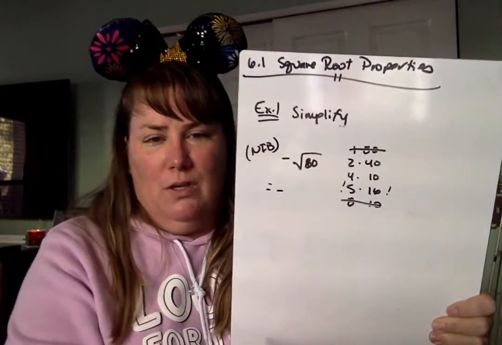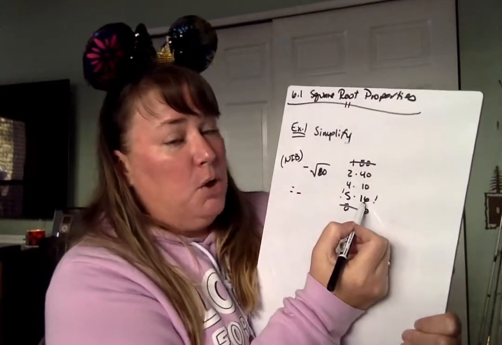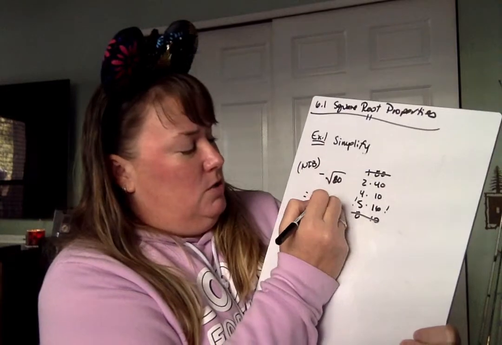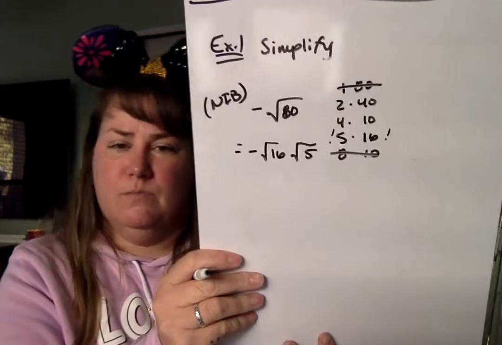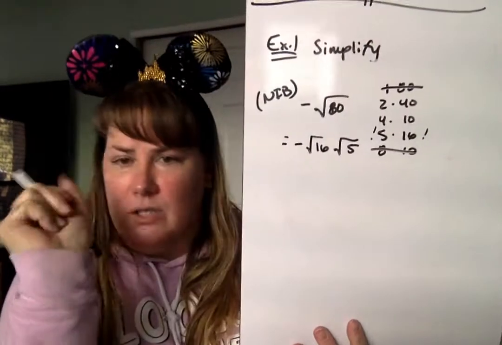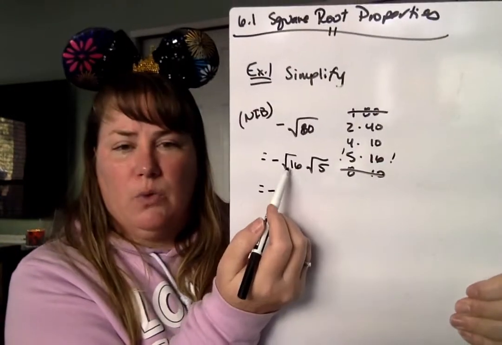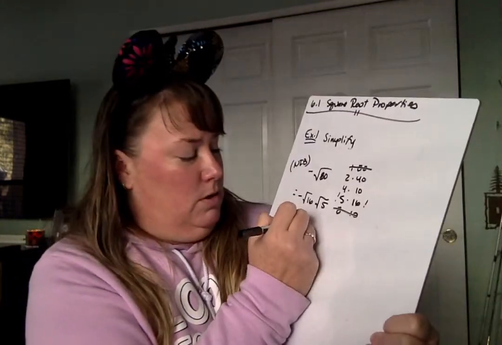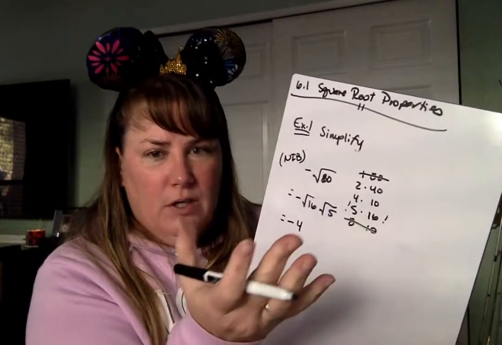So I'm going to go 5 and 16. Watch how fast this goes. I'm going to put the perfect square first. So I have root 16 times root 5. You can bring down the sign. Don't worry about the signs. If they give you a sign, just include it in your answer. Now simplify the square root of 16, which is 4. Now the square root of 5. The only factors of 5 are 1 and 5, so it's already simplified.